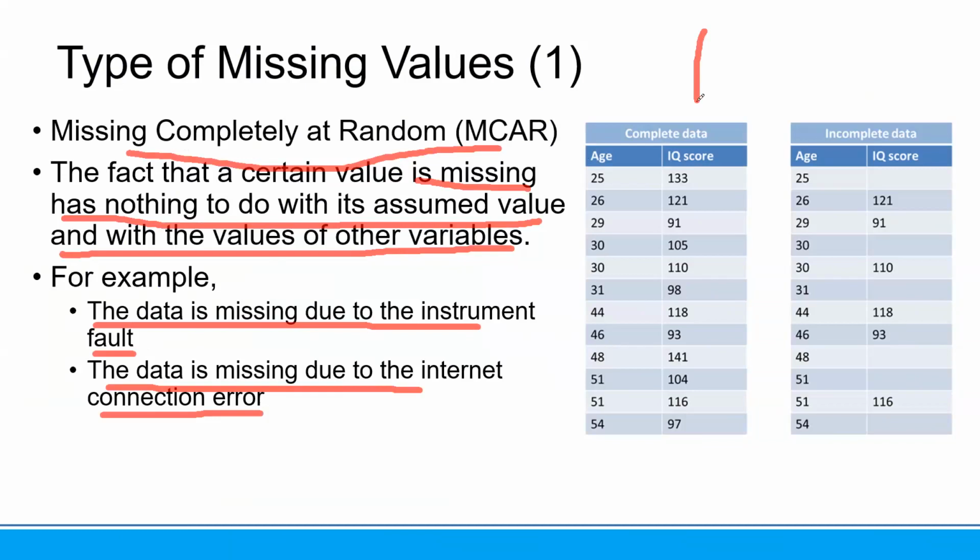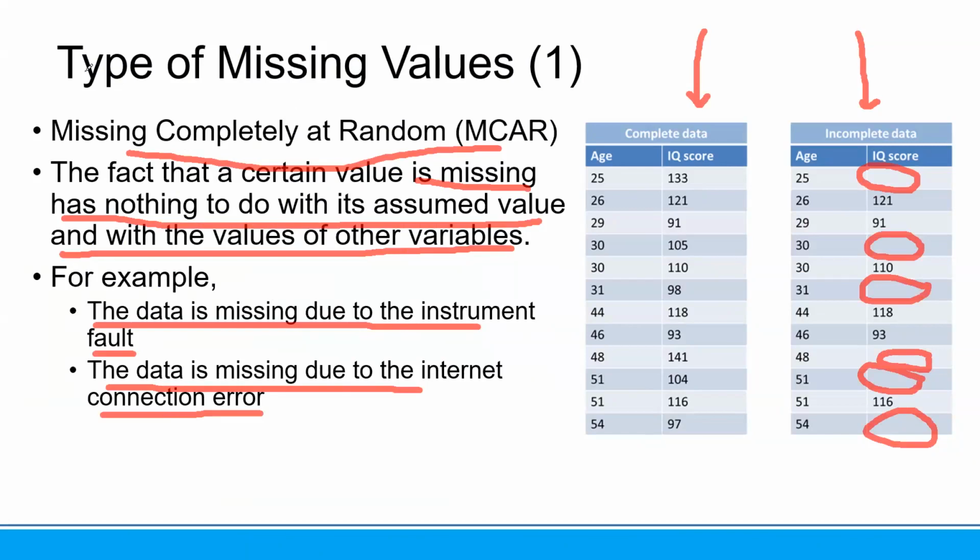Let's say I have this complete data, and then I have this incomplete data. This is missing. This is missing. This is missing. This is missing. This is missing. And this is missing. Let's assume that I know the complete data, and some of them are missing. If I check on this one, somehow the missing values are random. There is no pattern.